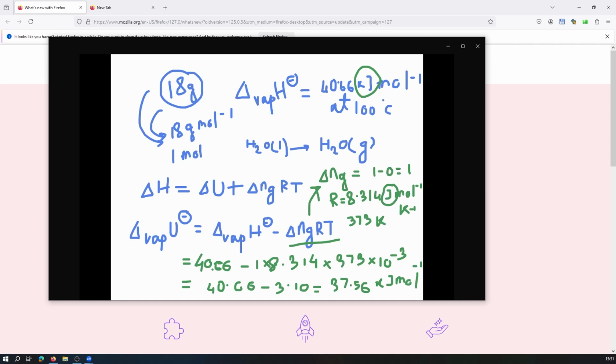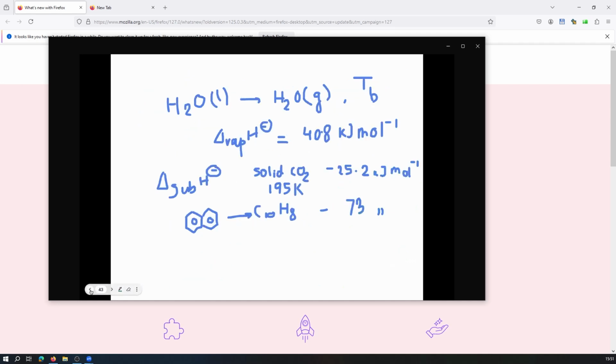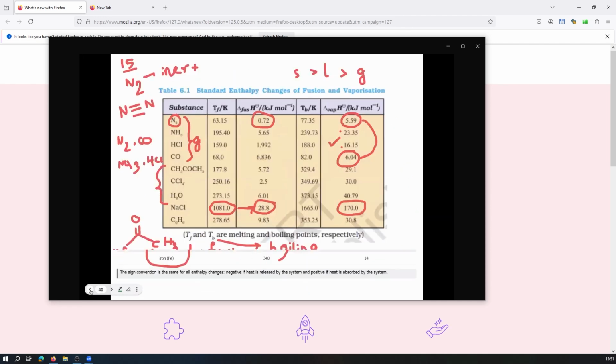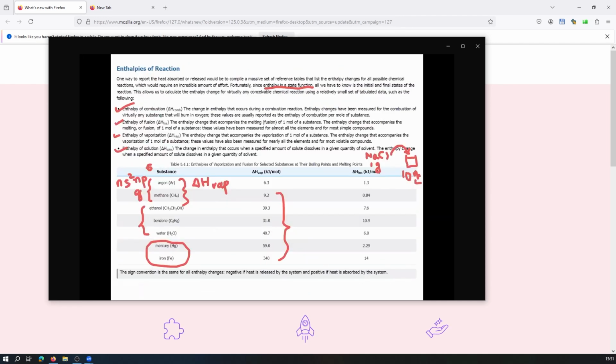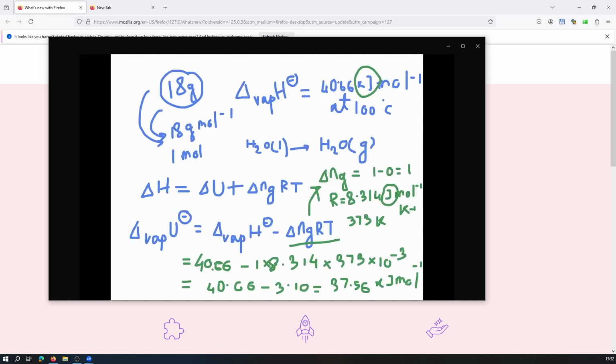So what did we learn in this class? We have learned about different kinds of delta vaporization of H. We have also learned about delta sublimation of H. And in the first example, I showed you there are different enthalpies: delta H combustion, delta H fusion, delta H vaporization, and delta H solution. Also, we learned about delta H sublimation, where from solid state we go directly to the gaseous phase. And in the last problem, I solved a typical problem where 18 gram of liquid water has gone to 18 gram of water in gaseous phase.